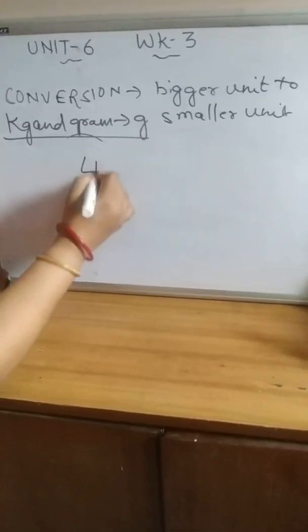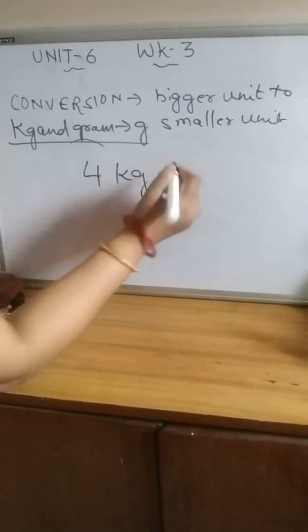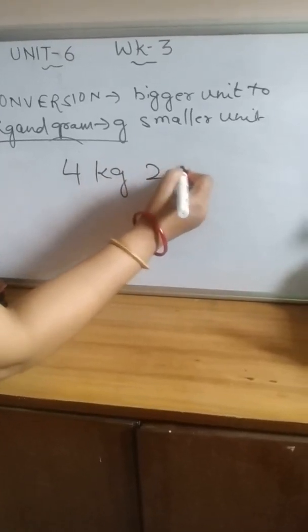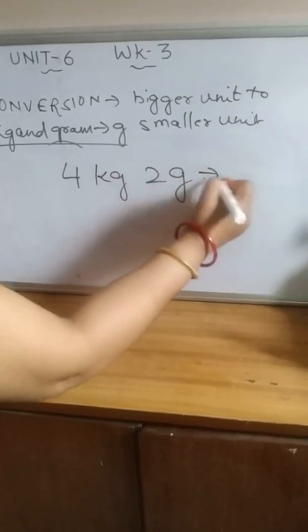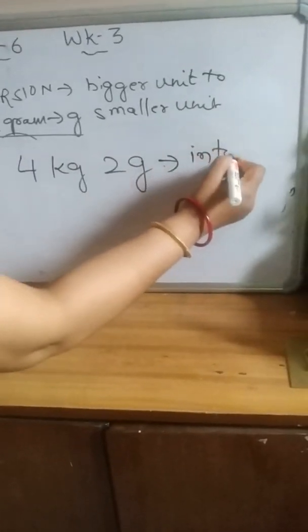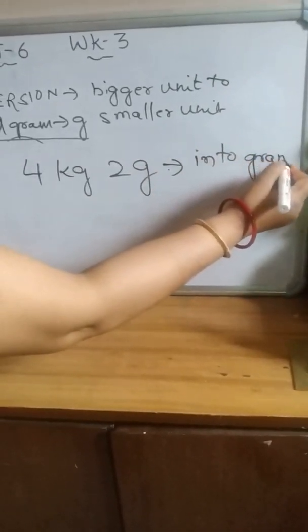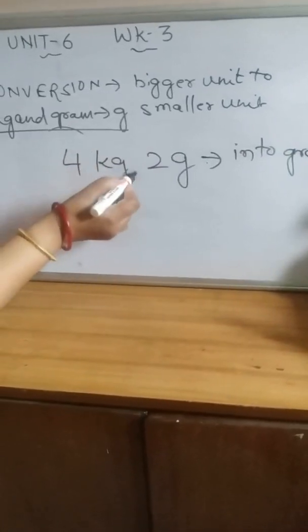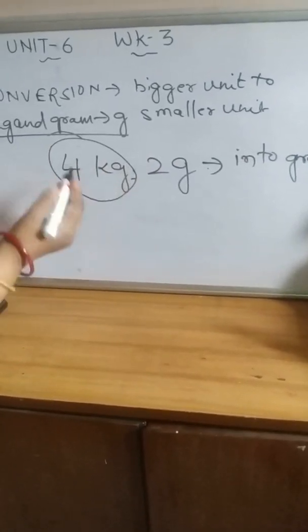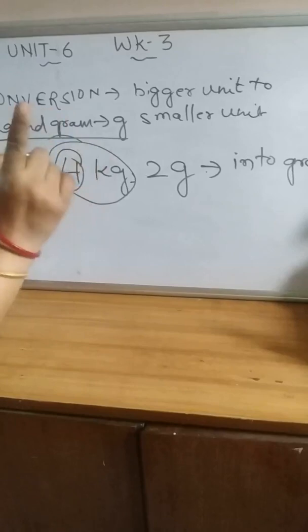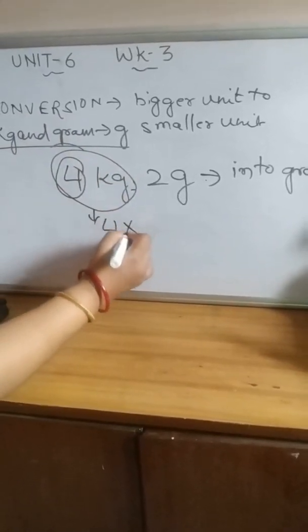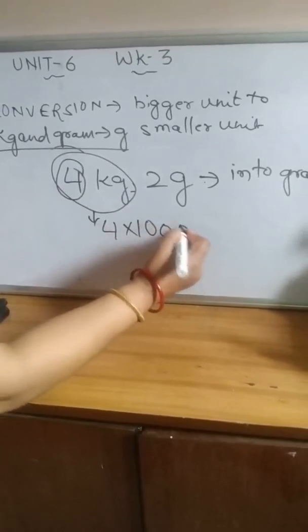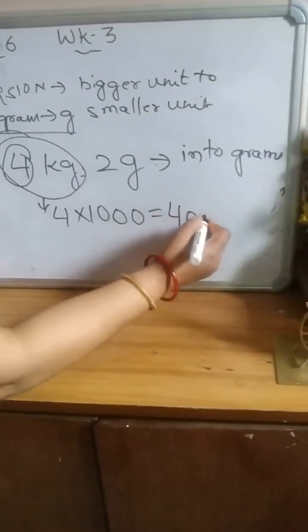For 4 kilogram and 2 grams, how will we convert into gram? We have to convert into gram, right? So firstly what we will do, we will convert this kilogram into gram. So the number of kilogram will be multiplied with 1000. So here 4 will be multiplied with 1000. So we get 4000 gram.